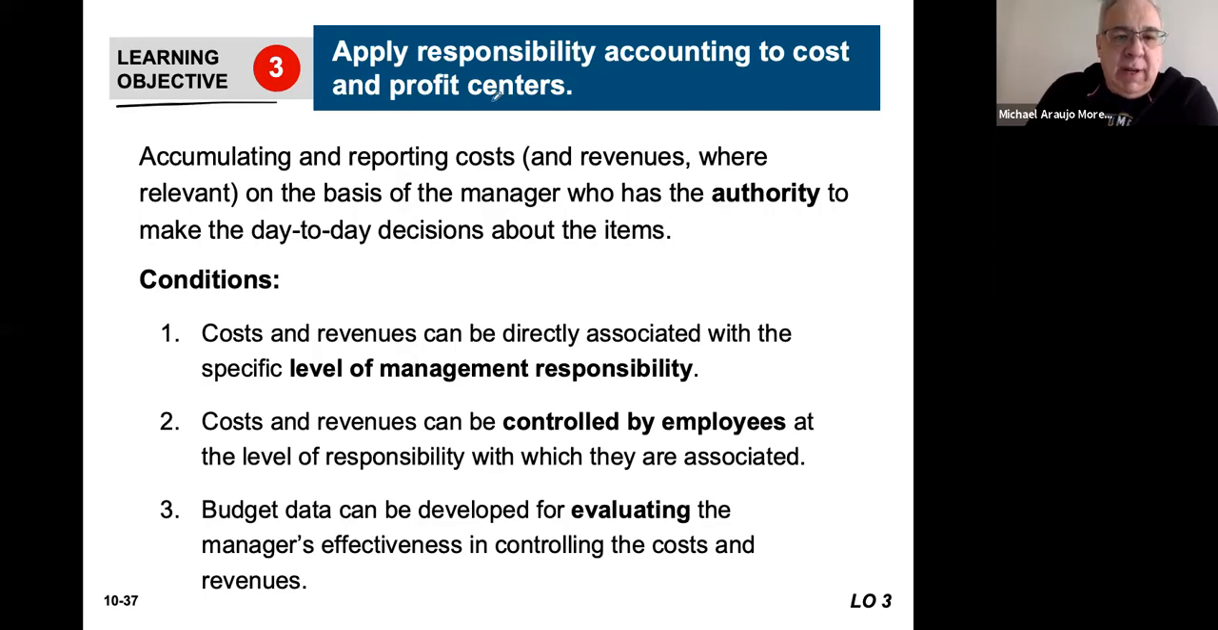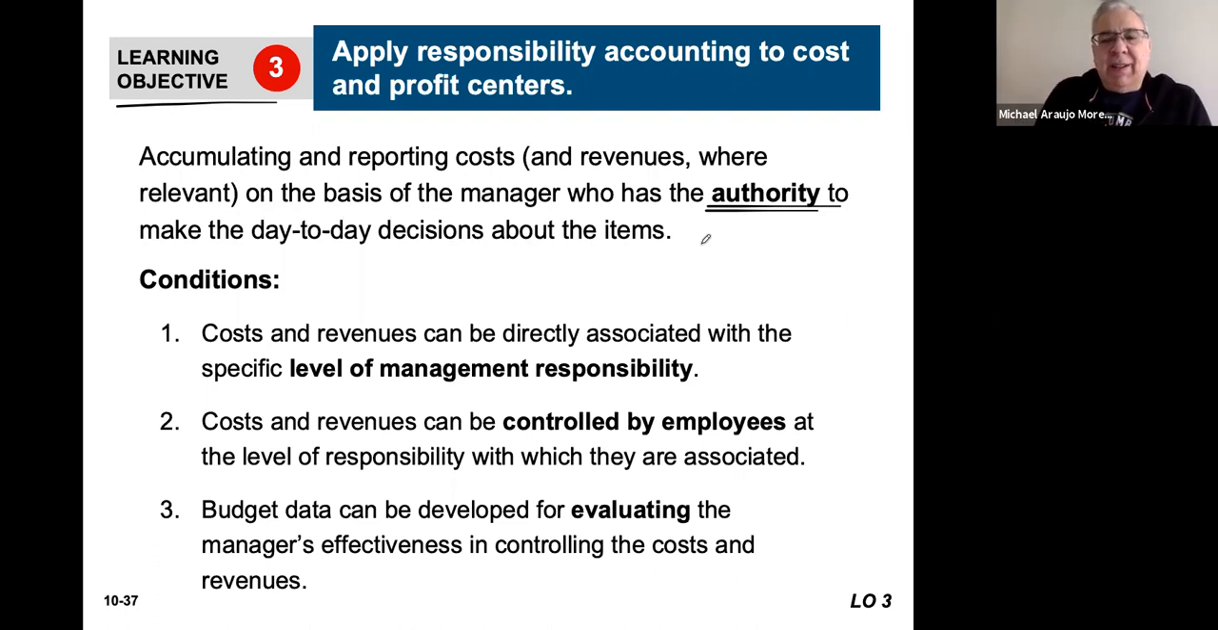All right, so learning objective 3 introduces you to responsibility accounting, and the difference between cost and profit center is very important to understand. But basically speaking, you have managers who have the authority to run various departments, and one way that managers are evaluated is by using the accounting, using the budgets as a way to evaluate how managers are doing.